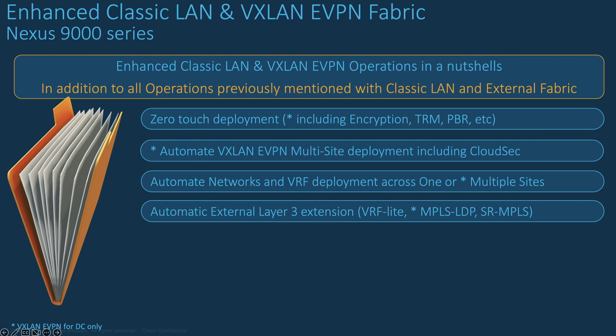A data center fabric without any external layer 3 connectivity is useless. Therefore, NDFC embeds the tools and policies to automate the deployment of VRF Lite handoff, as well as MPLS handoff for LDP or for layer 3 VPN over segment routing. And this is not only for VXLAN EVPN fabric, but now NDFC offers VRF extensions for the enhanced classic LAN as well.